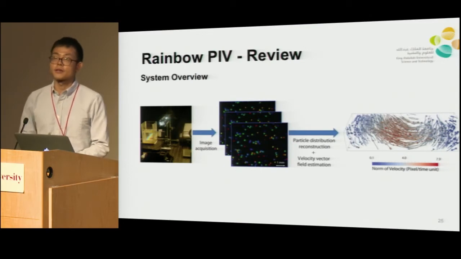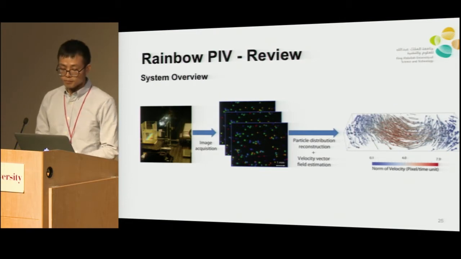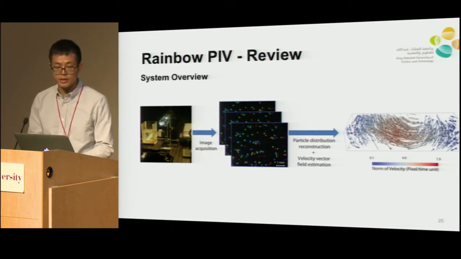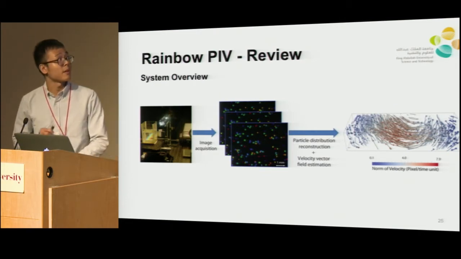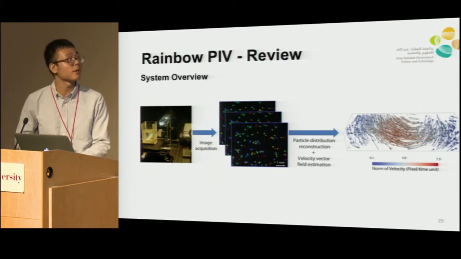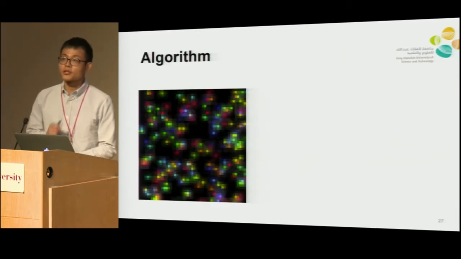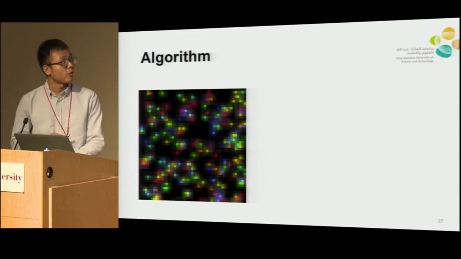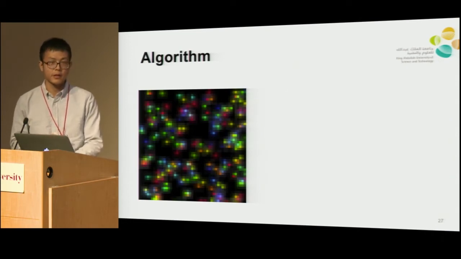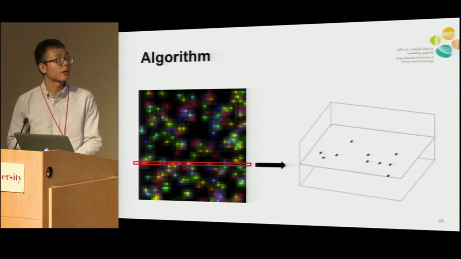Okay, having discussed the hardware improvement, we then transfer to the software part. Previously, we have proposed a joint optimization problem for these two reconstructions, and in this presentation, we will only focus on the first part. The general idea is that given a 2D rainbow image, the corresponding ground truth 3D particle locations are indicated on the right-hand side. The goal is to reconstruct these 3D locations based on a 2D image.